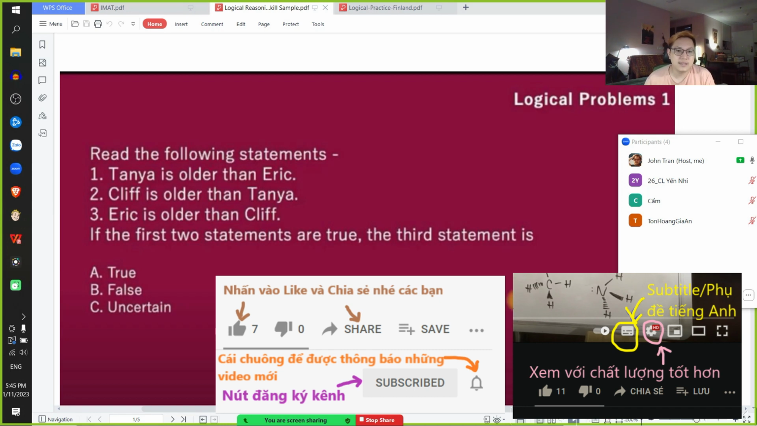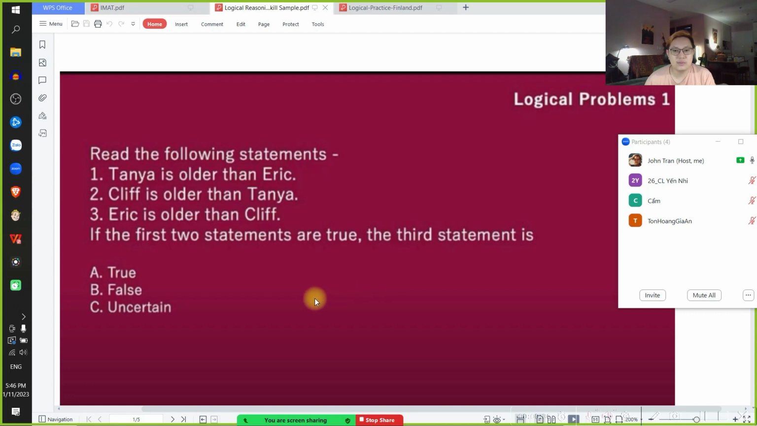Read the following statements. 1. Tanya is older than Eric. 2. Cliff is older than Tanya. And number 3 is Eric is older than Cliff. If the first two statements are true, the third statement is A, true, B, false, or C, uncertain. What do you choose? Try it.